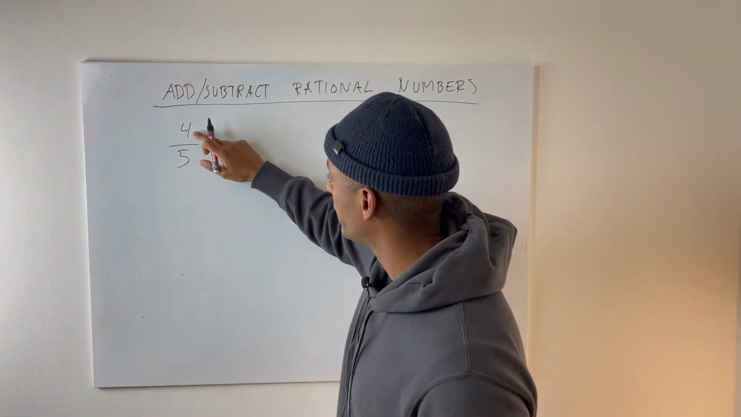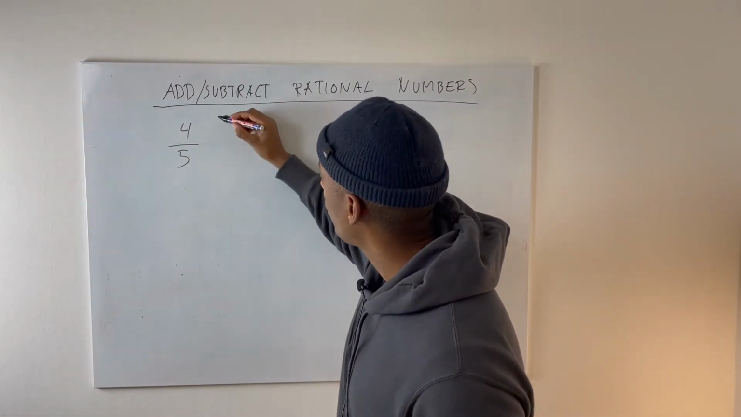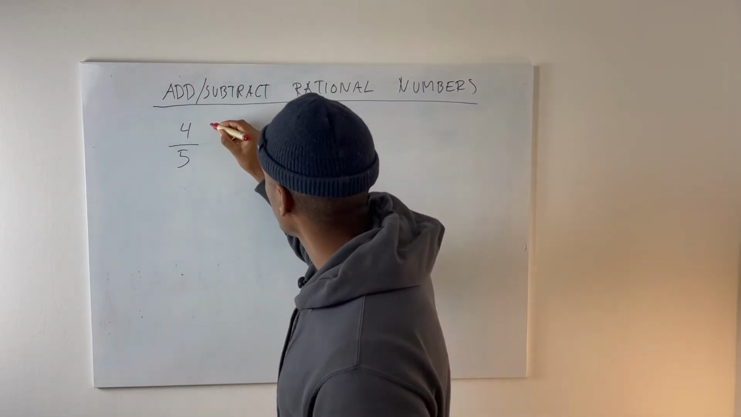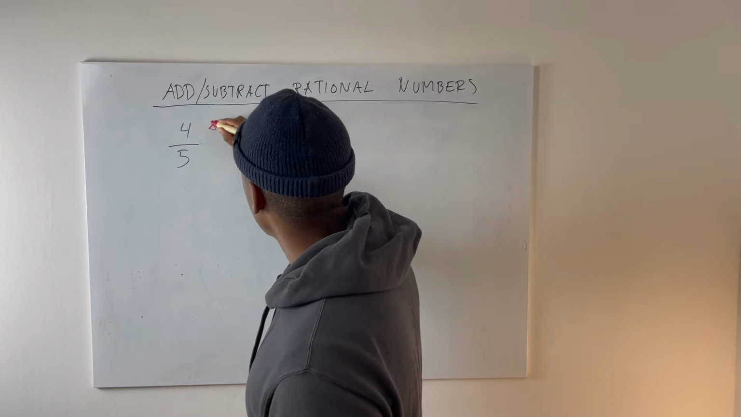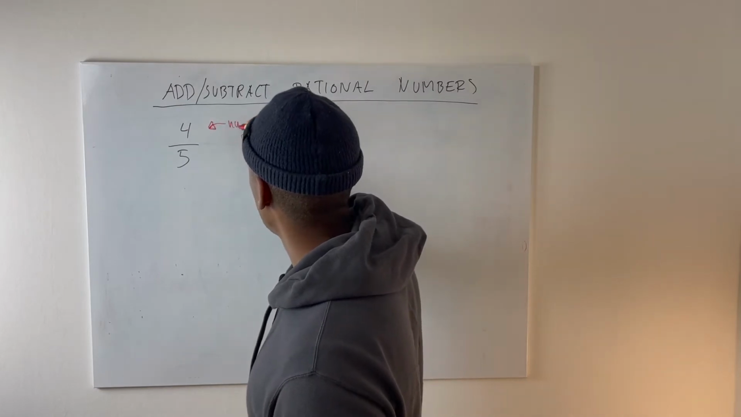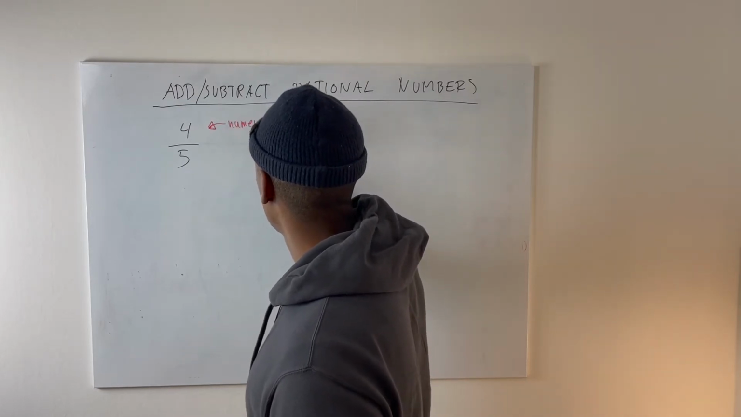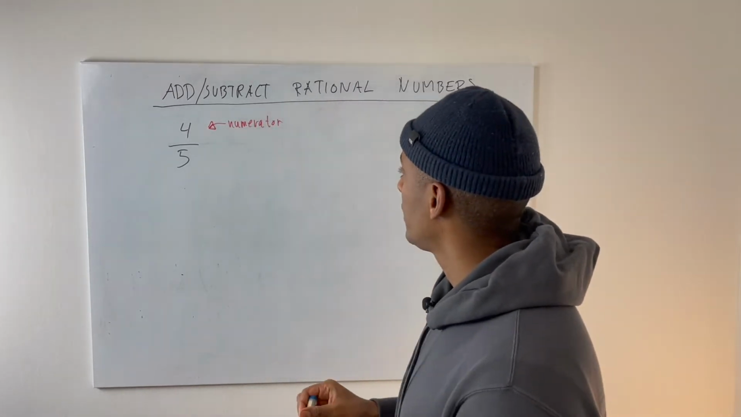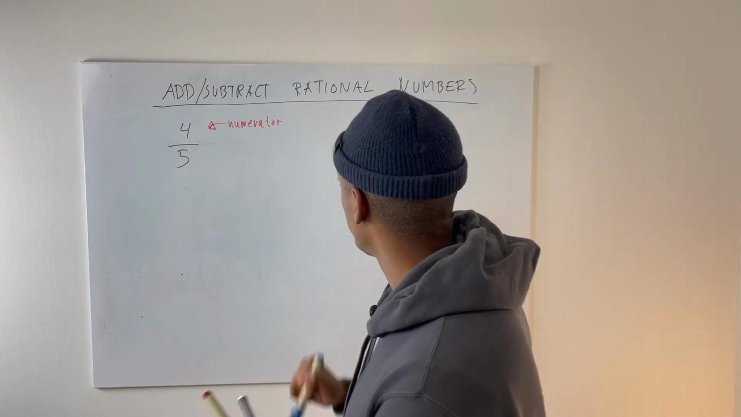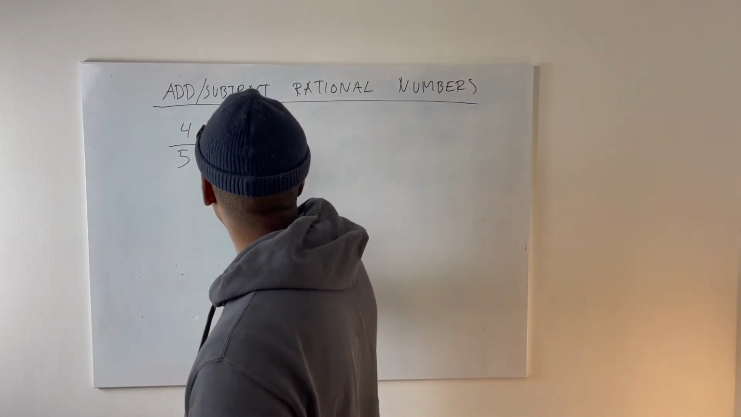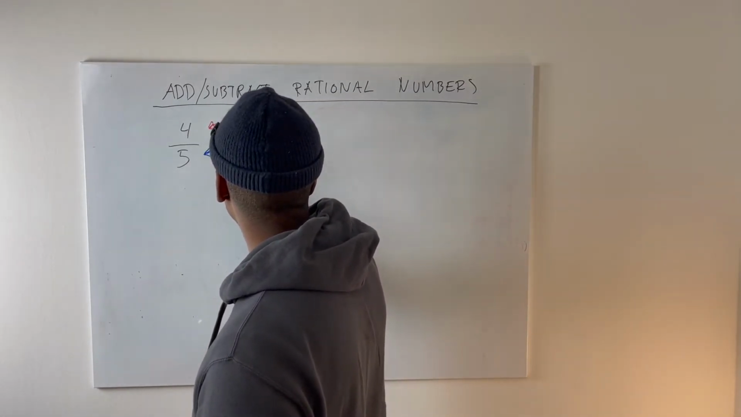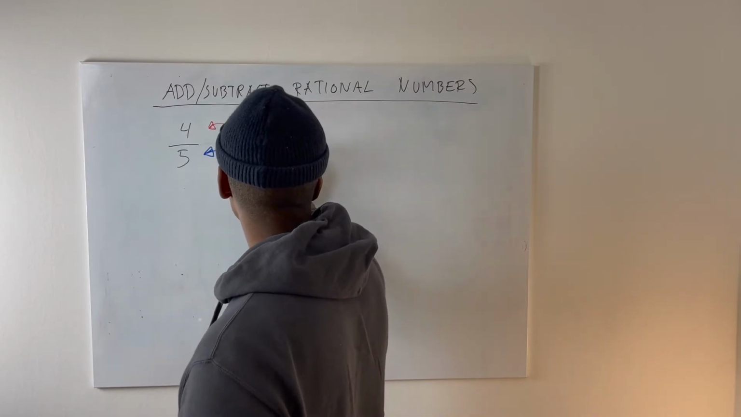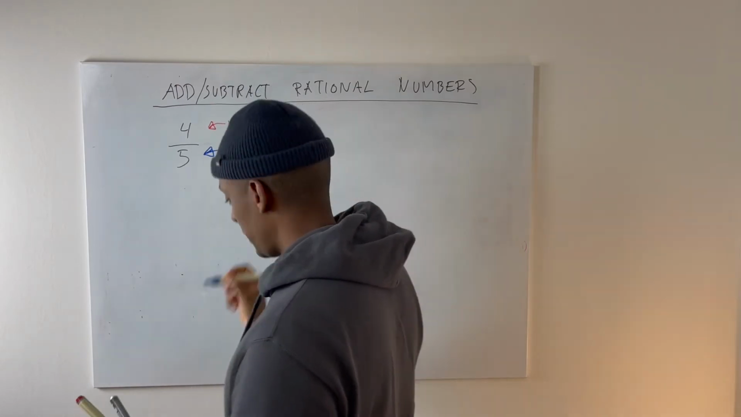This part here, the number on the top, we call this number, this thing here, we call it the numerator. Numerator. Okay? And the thing at the bottom, let's make that blue, we call this guy here denominator. Denominator. Okay?